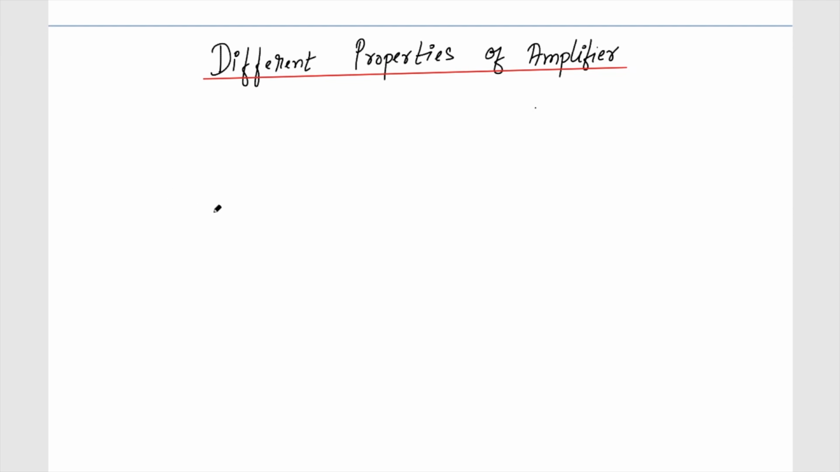So in this lecture, we will discuss the different properties of an amplifier. Till now, we have been discussing only one property of the amplifier, which is basically the gain. Other than gain, there are other properties of the amplifier. Of course, the gain is the main factor, but we should also make sure that certain properties are met before we actually make a good amplifier.